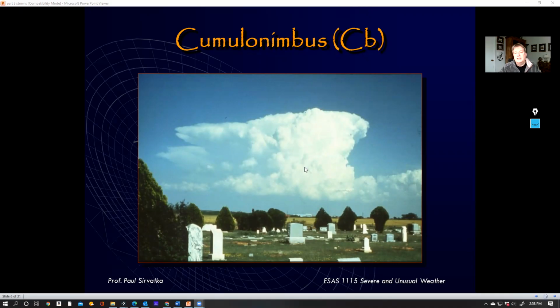This was a really nasty thunderstorm. It killed a lot of people. Luckily, they were able to get them buried really quickly.